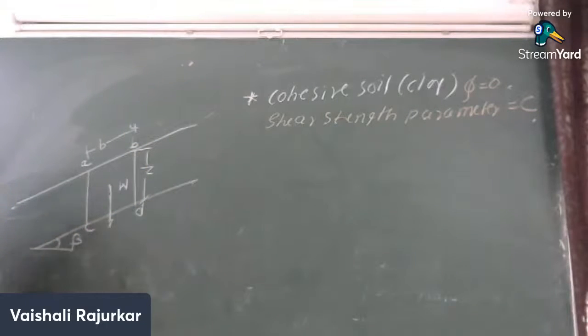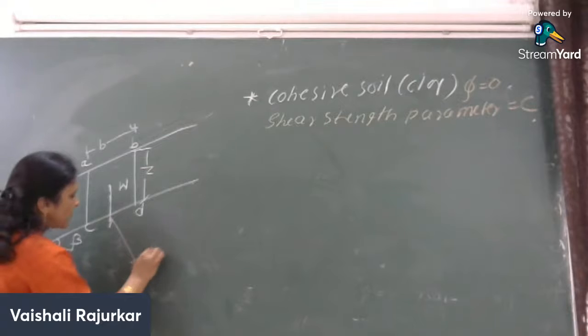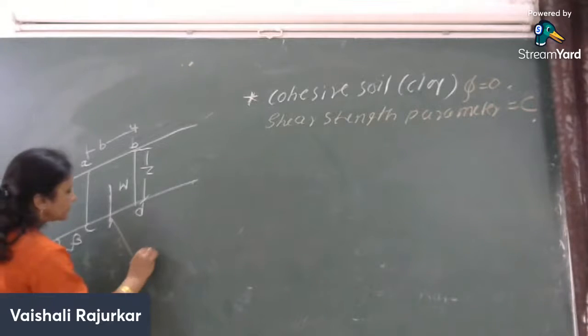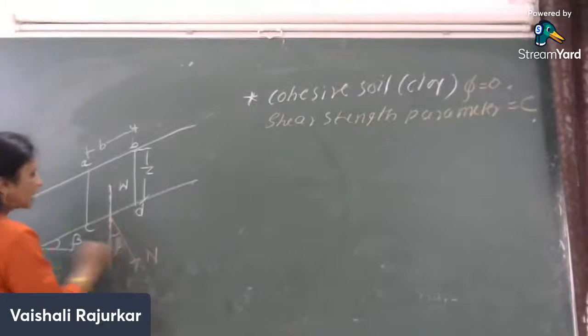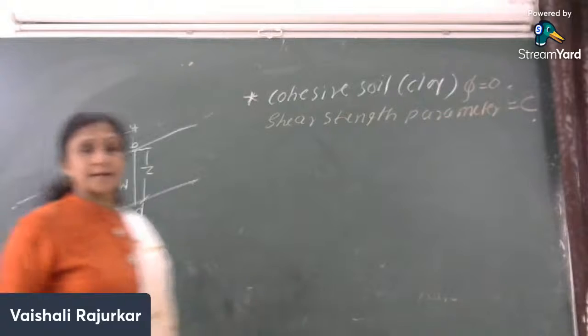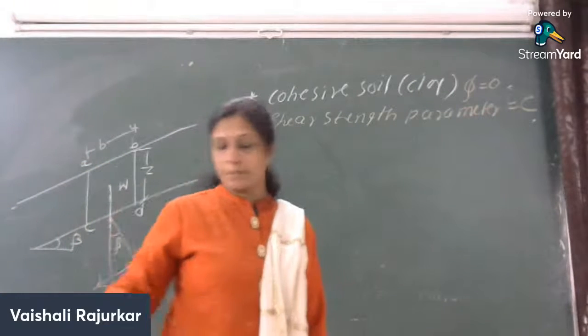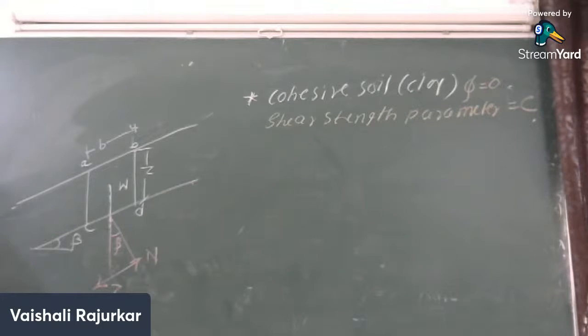So in this case again we will consider the same thing. Over here there is a normal force sigma or N, normal force N, which is making an angle beta, and in this case it will be tau. That is the tangential force which is acting in the direction parallel to the slope, and that is the sliding force, right?